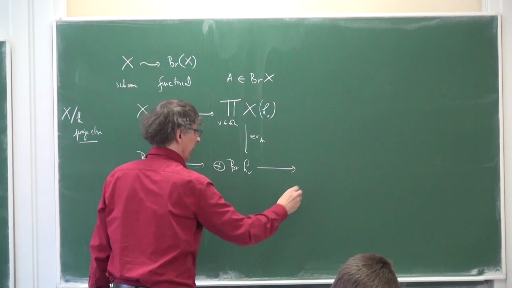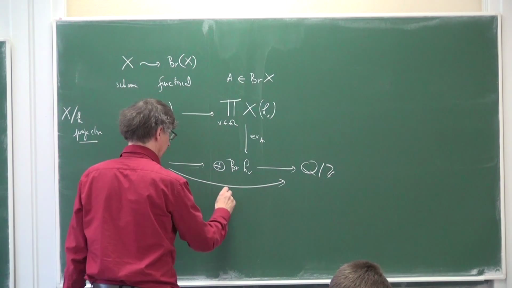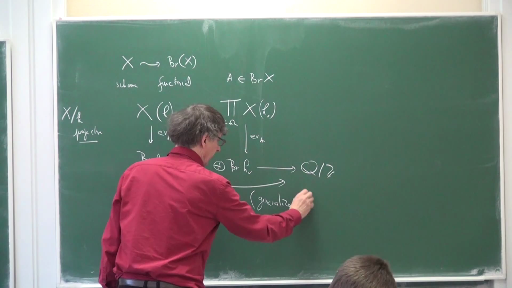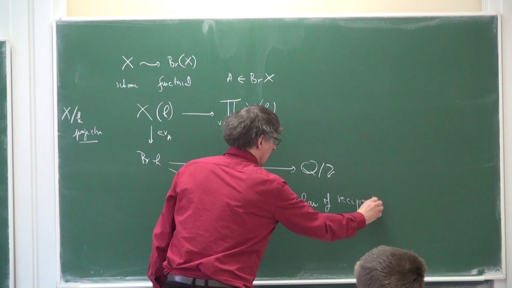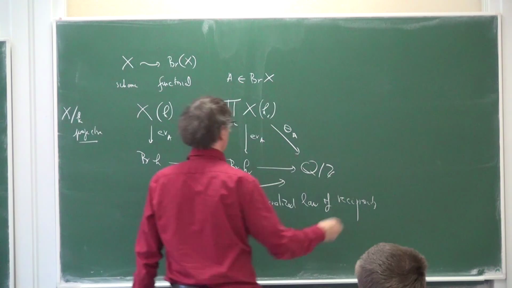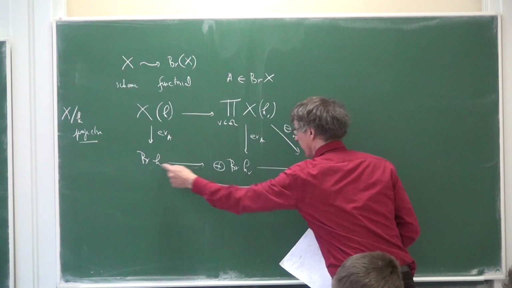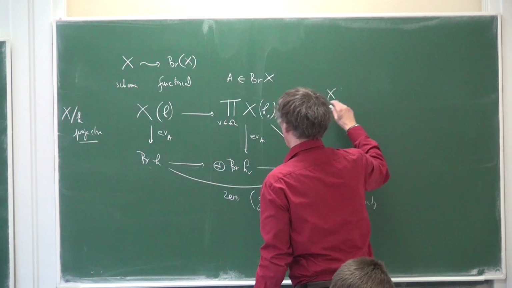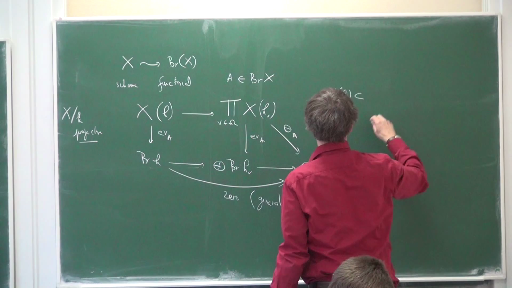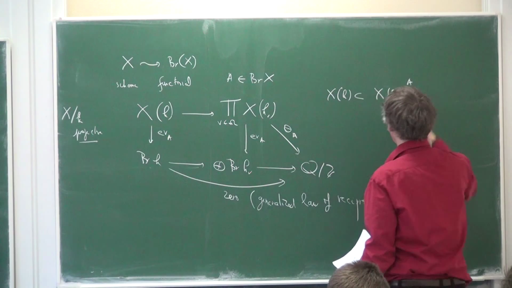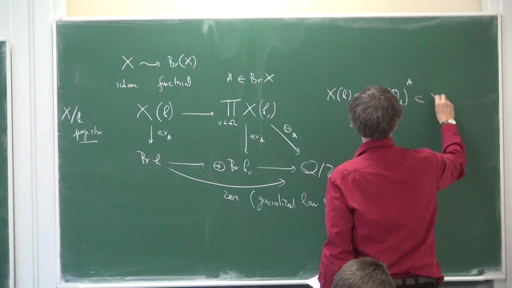And then here you have the basic sequence from class field theory, Q/Z, and this is a complex, this is zero, this is the generalized law of reciprocity. And so to define the composite here, call it theta_A, the fact is that X(K) is in the kernel of this map, because if I start from a point here, I get zero here. So X(K) lies in the part of this thing which is orthogonal to A. So X(A_K) orthogonal to A. But then I can do that for all the A's in Br(X). And then I get this closed subset in X(A_K). And this is the Brauer-Manin set.